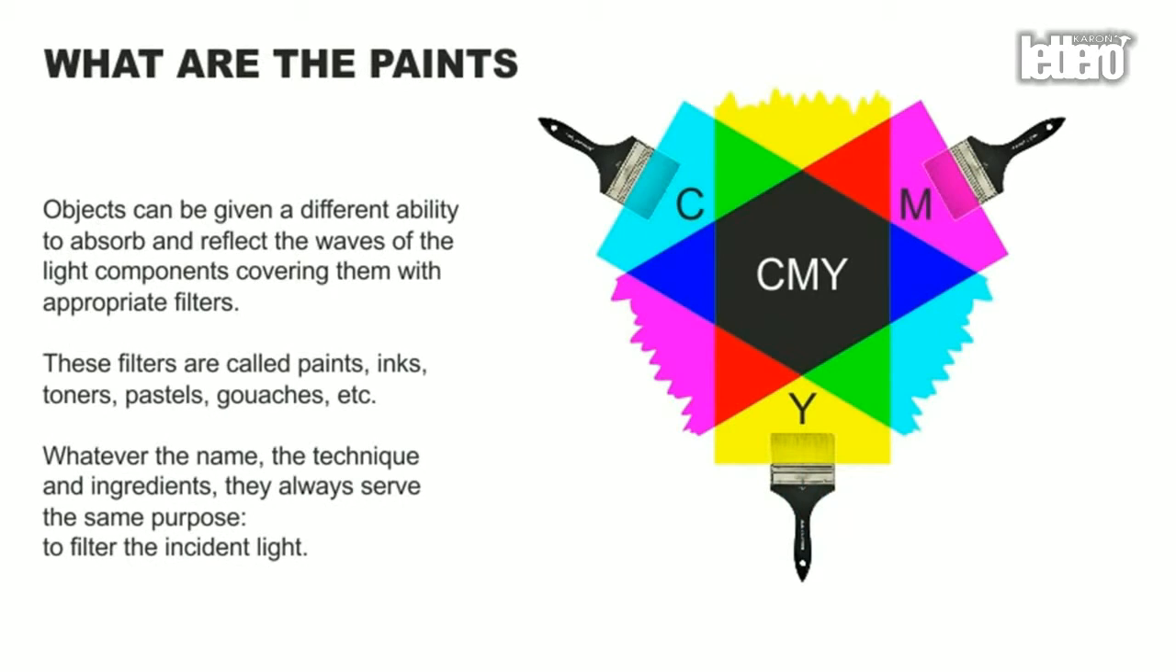By covering objects with certain filters, we can give them different abilities to absorb and reflect light waves. These filters are called paints, inks, toners, pastels, gouaches, etc. Whatever the name, technique or ingredient, they always serve the same purpose: to filter incident light.